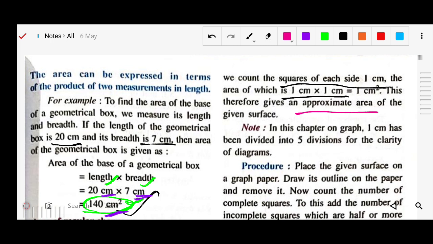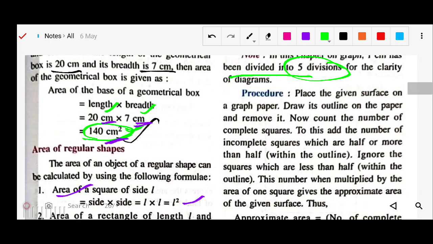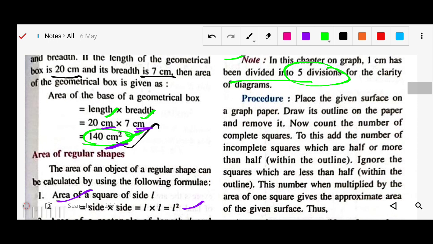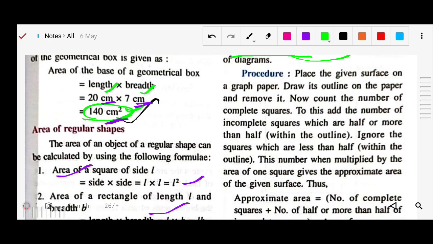So what is the note given in this chapter on graph? 1 centimeter has been divided into how many divisions? 5 divisions. This box is divided into how many parts? 5 parts, right? So as you can see, the procedure is very simple. Place the given surface on a graph paper, draw its outline on the paper and remove it.